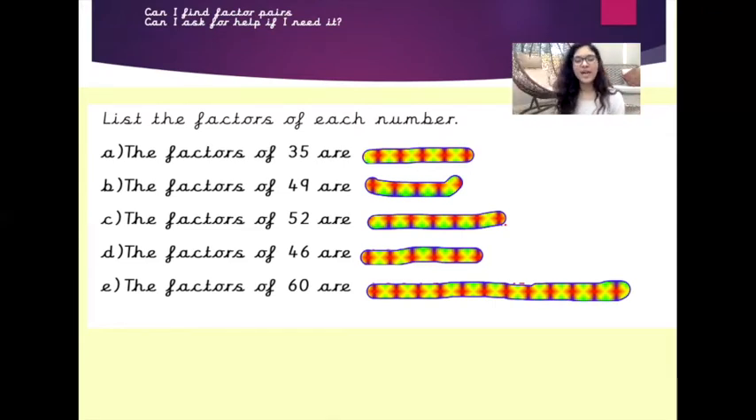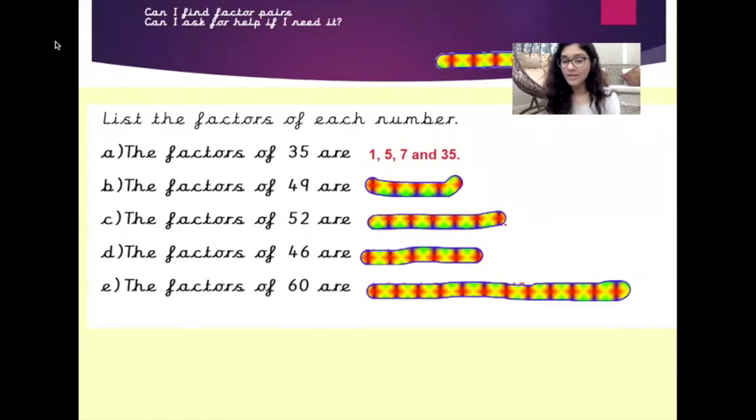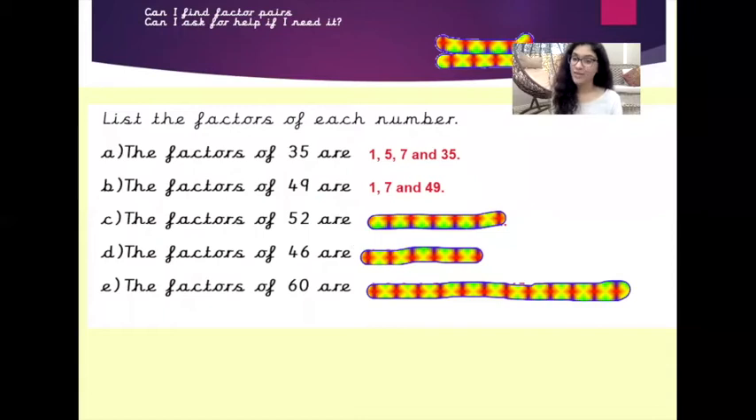So the factors of 35 are, that means what numbers do you know go into 35? The answer is 1, 5, 7, and 35. So those 4 numbers go into the number 35. The factors of 49 are, what numbers go into 49? You have 1, 7, and 49 that go into 49.